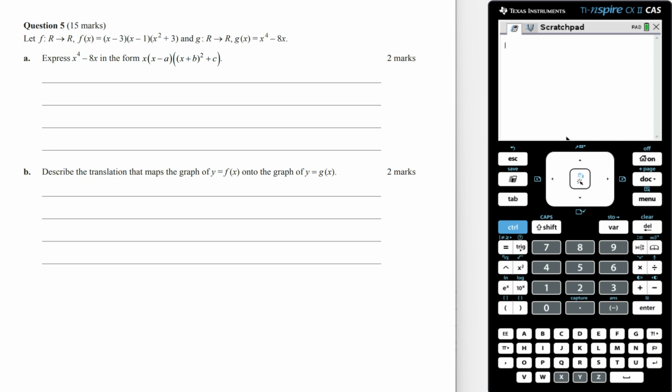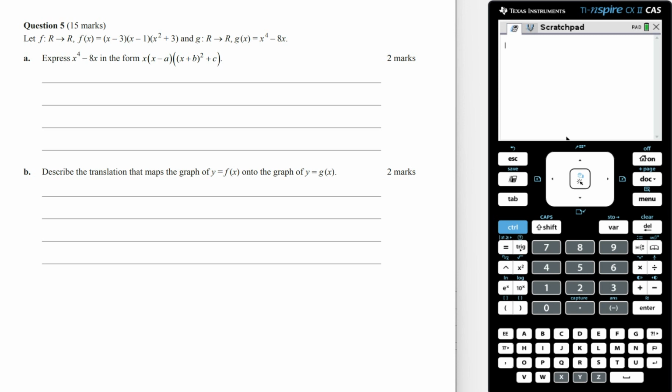Hey guys, in this video I'm going to show you how to answer the Maths Method Sample Exam 2 Extended Response Question 5 Parts A to D. This question was testing your understanding on transformations. Reading the question, we've got let the function f where f of x is defined by the given rule and the function g where g of x is defined by the given rule.